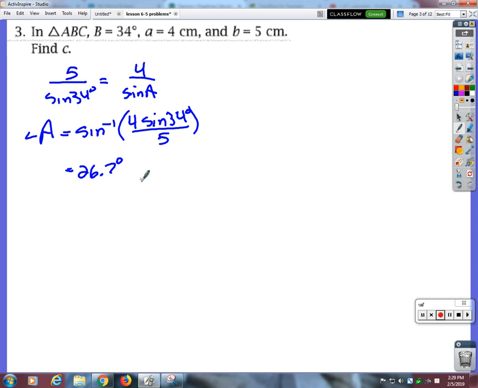That would probably be less confusing for Mylena if I did that in two separate steps instead of just in one. You know that the three angles in a triangle always add up to 180. So if you know that this is 26.7 and that's 34, then angle C is going to be 180 minus those two things, right? What did you get from that, Danica? 119.26.